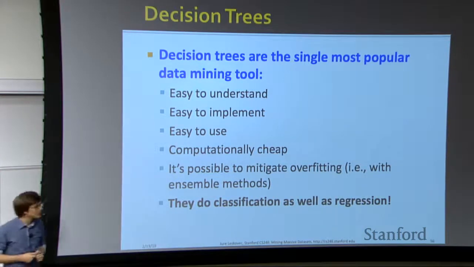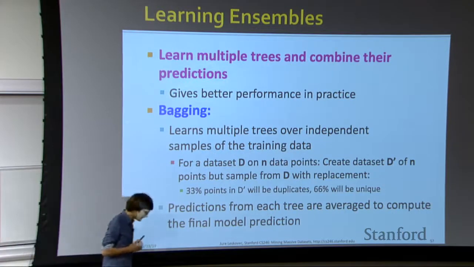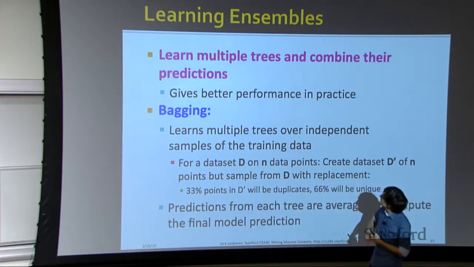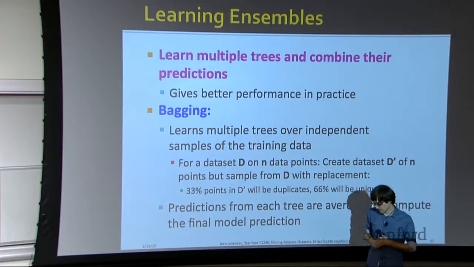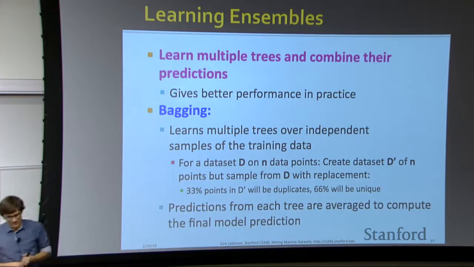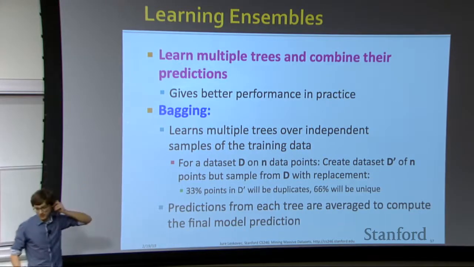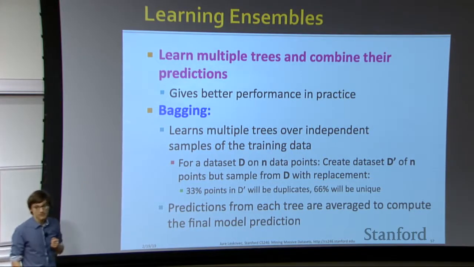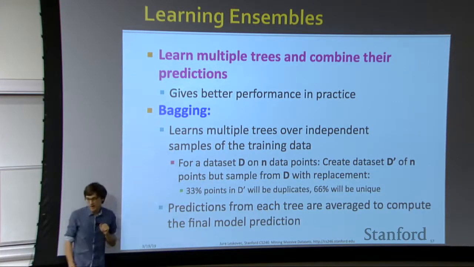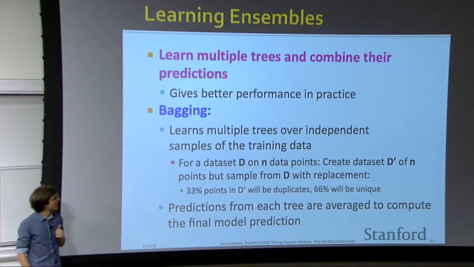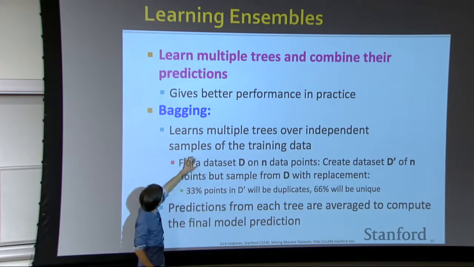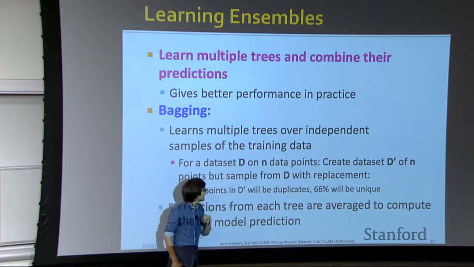And one thing people do with trees is that they don't learn one tree, but they learn a set of trees. And this is what is called ensemble learning, where the idea is that you want to learn an ensemble of models. And this in general will give you better performance than if you have just one model. And how do you create multiple models? One way is to use a technique that is called bagging. And the idea is that you want to learn multiple trees over independent samples of the same data set.